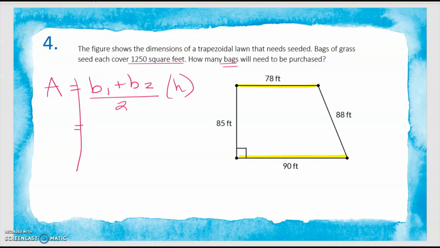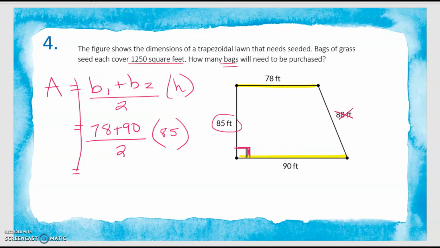So remember that the bases are the parallel sides. So that's going to be 78 plus 90. Once I find that out, I will divide by 2. And the height is your side that is perpendicular to create that right angle. So they're trying to trick you with that. You don't need the 88. You need the side that is vertical.